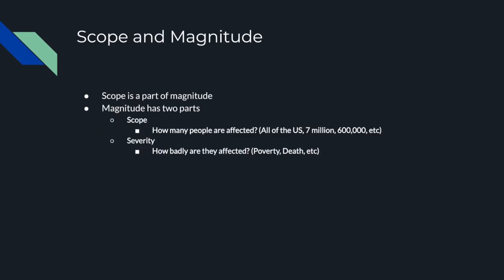The first part of stomp weighing is scope and magnitude, and scope technically is a part of magnitude, so we're going to be grouping them together. Magnitude has two parts, and the first is scope. Scope is essentially how many people are affected. For example, you could say that all the US are affected, 7 million people are affected, etc. Severity is essentially how bad are they affected. For example, you could say that 7 million people will be pushed into poverty, or 600,000 people would die.